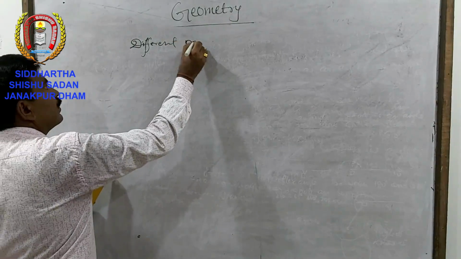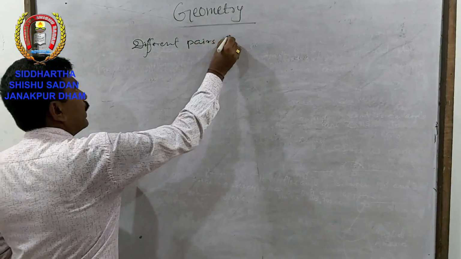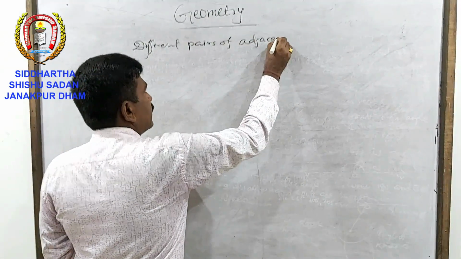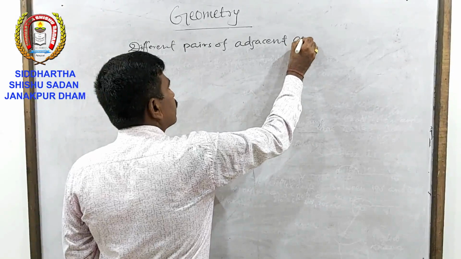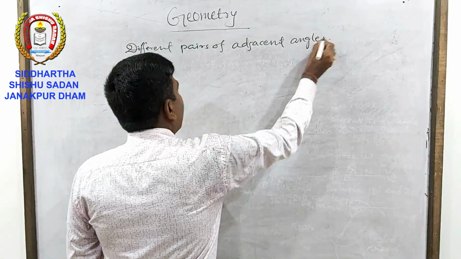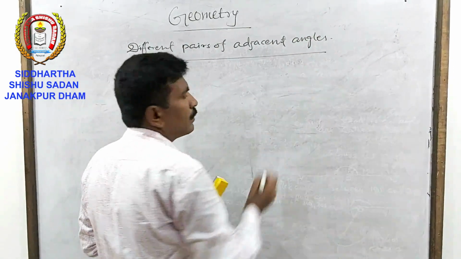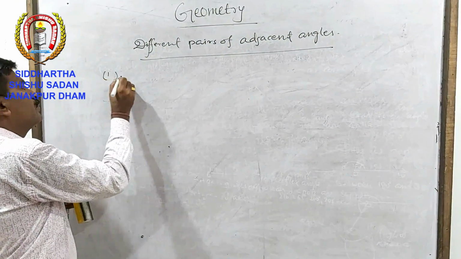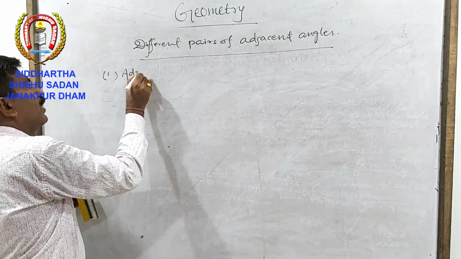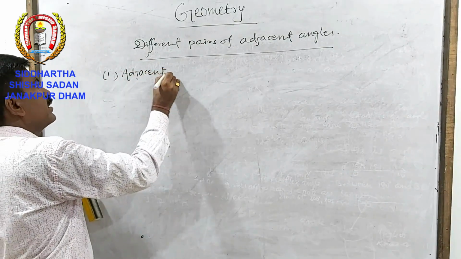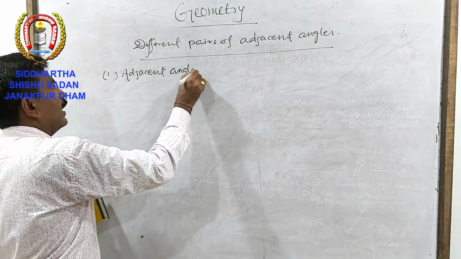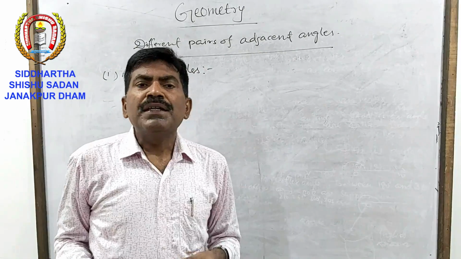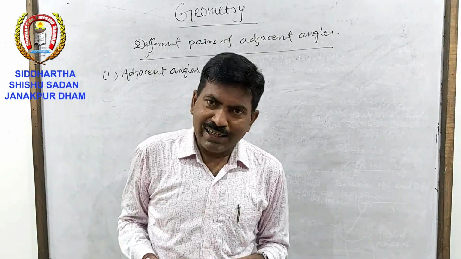Different pairs of adjacent angles. And number one is here. Adjacent angles. That means what is the meaning of adjacent angles?